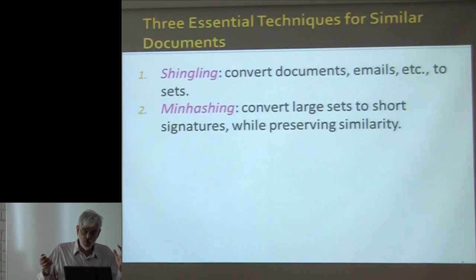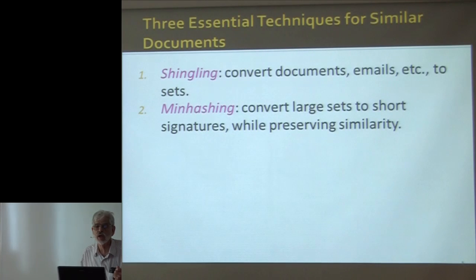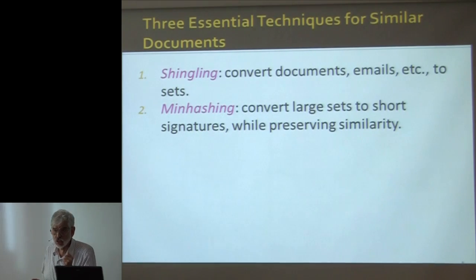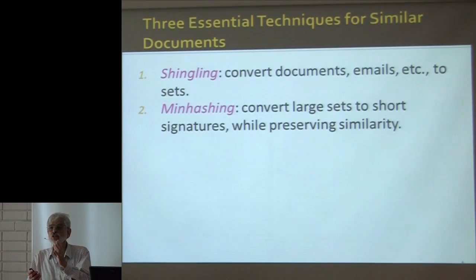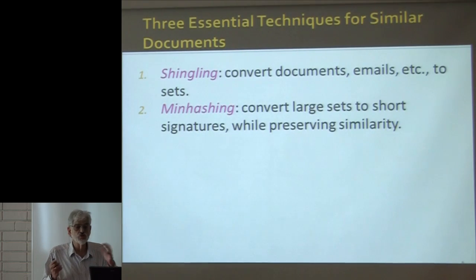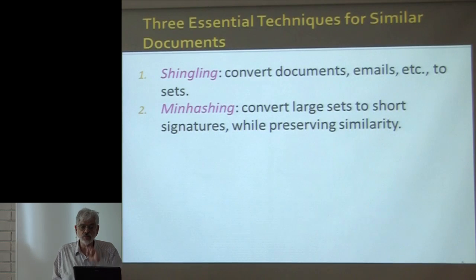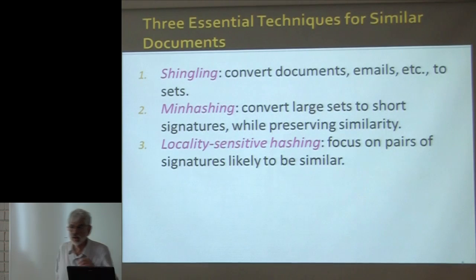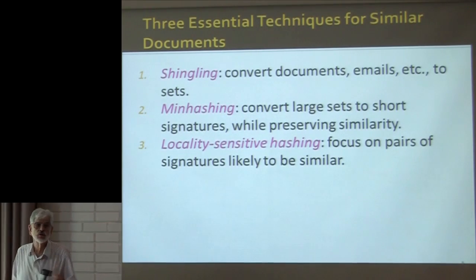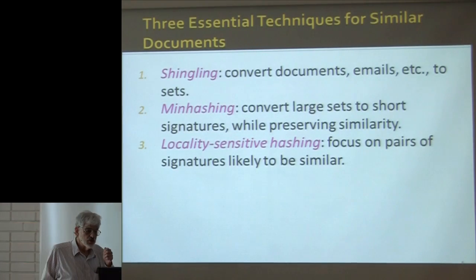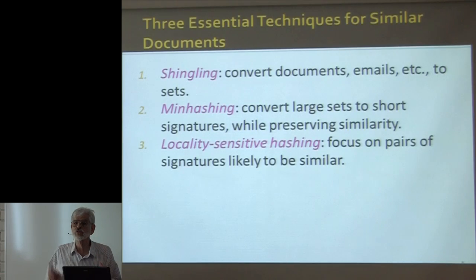So it's a summary of a very large set, but it's done in a way that is designed so that I can look at the signatures, and if I can find similar signatures, which I will do, then I will find that the sets they came from or represent are themselves similar, in the sense of having a lot of elements in common. And then I'll talk about the locality-sensitive hashing technique itself, which is the way I focus on pairs of signatures that are similar without looking at all pairs of signatures.